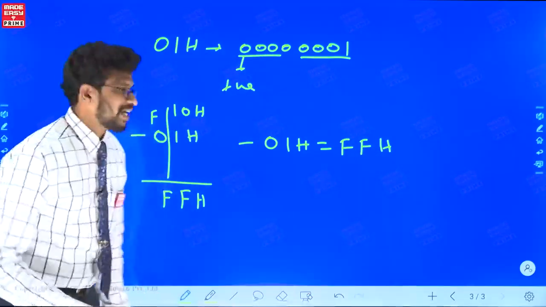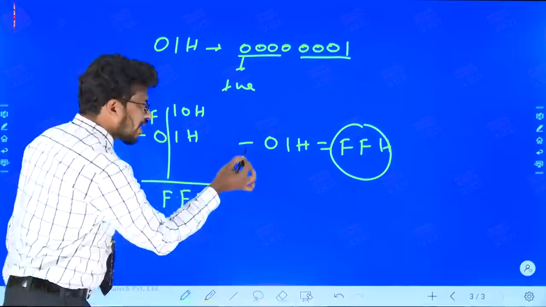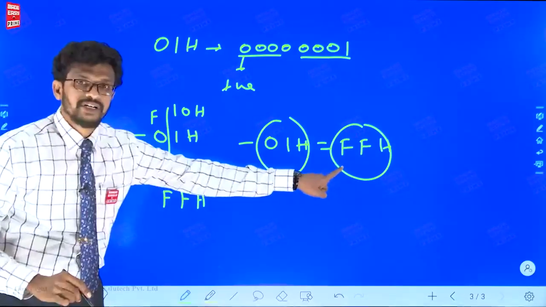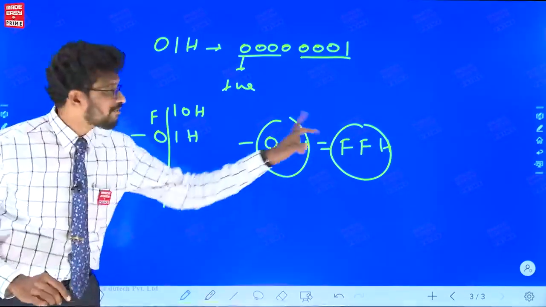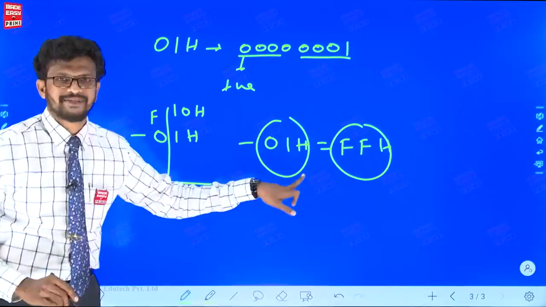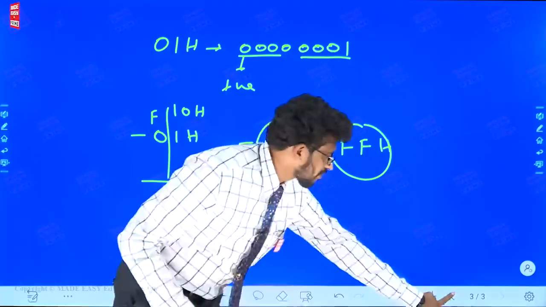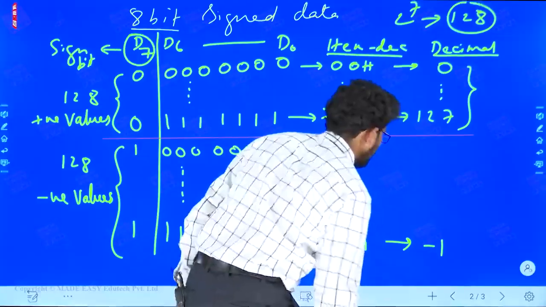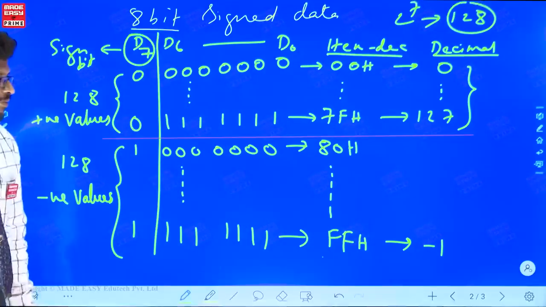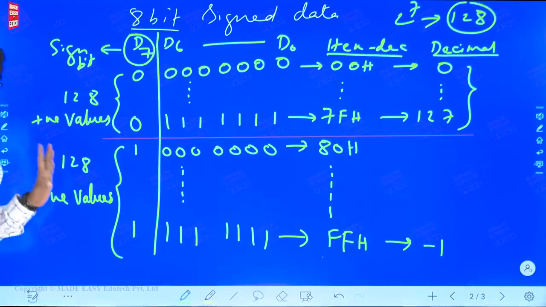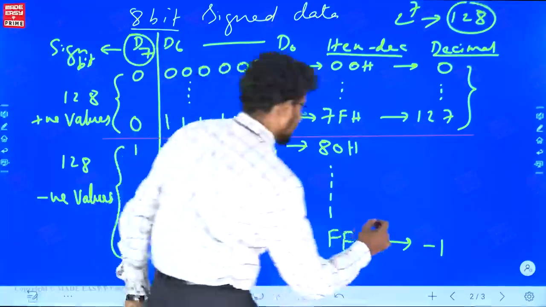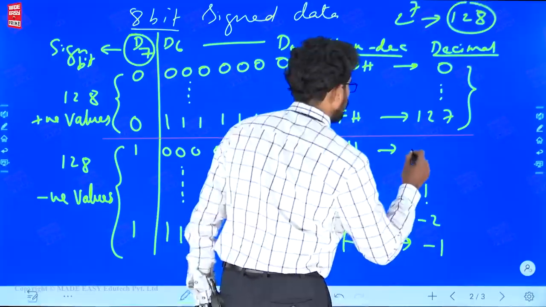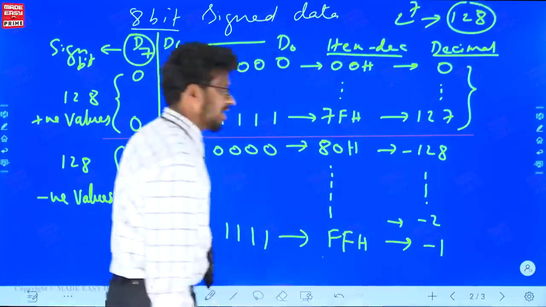Now think properly. FF is the negative value of 1. Be careful. FF is not the negative value of minus 1. FF is the negative value of 1. Come to the point. FF is equivalent to minus 1. Now tell me, how many negative values are possible? 128. It means if you go on writing, the next value will be minus 2, so on, etc. This value should be minus 128.